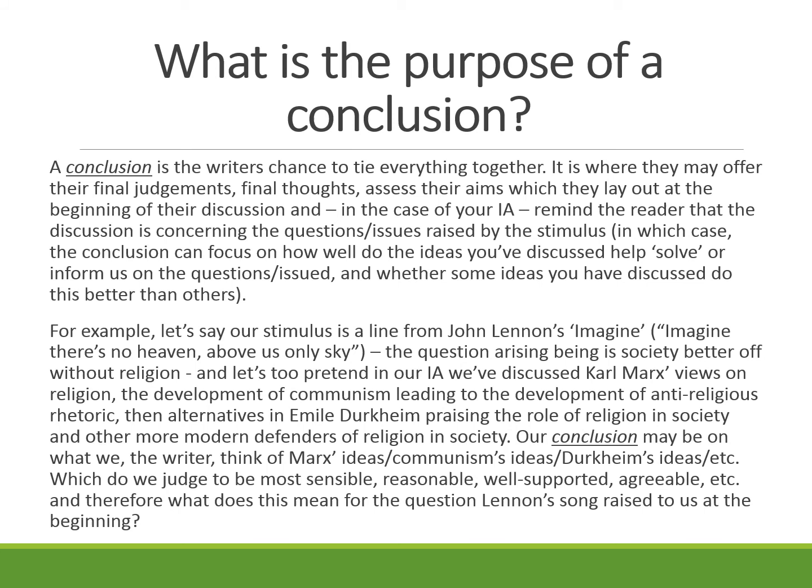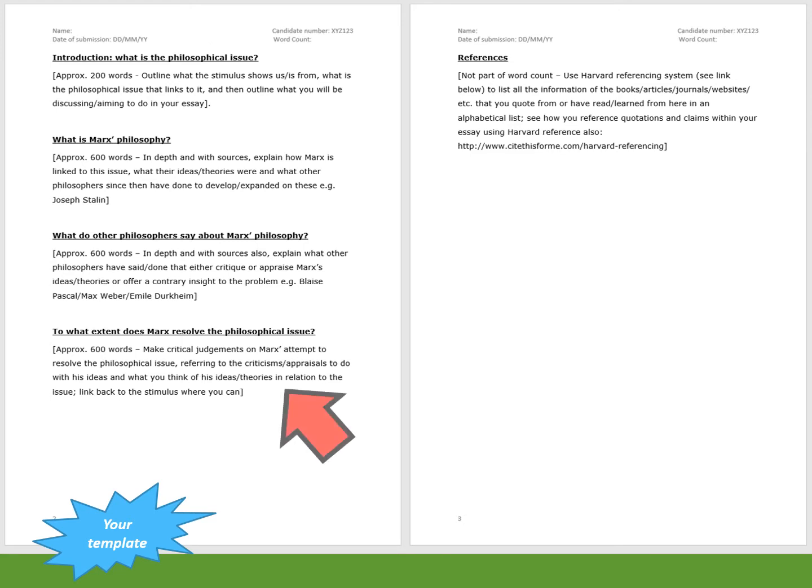Our conclusion may be on what we, the writer, think of Marx's ideas or communism's ideas, Durkheim's ideas, and so on. Which do we judge to be the most sensible of those ideas that we've raised? Reasonable, well supported, agreeable, and therefore, what does this mean for the question Lennon's song raises to us at the beginning? And that's how, using that example that I've been using throughout the video, I'd structure a conclusion from the example that I've been raising. So that would naturally come as a conclusion at the end of your IA.